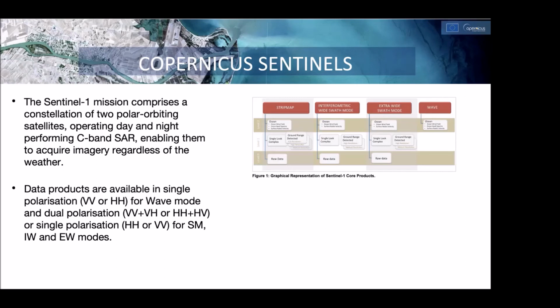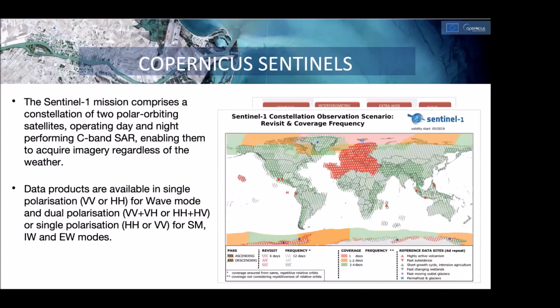Basically, it means you're sending the signal in a vertical state and recording the return in a horizontal one, or vice versa. There's a lot of technical stuff behind that, but we're here just to look at the data and see what you could potentially do with it. And as I said, because they have two satellites flying, you start being able to monitor things much better.